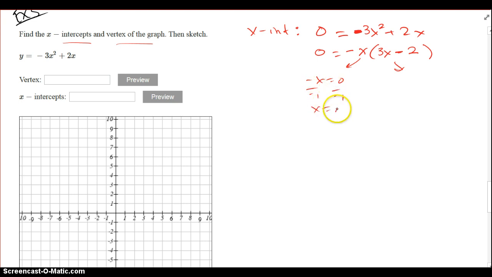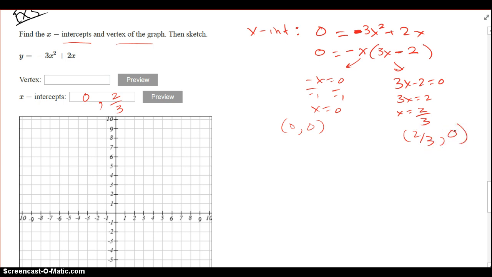Divide by negative 1, x is 0. And if this one's equal to 0, it looks like we get x equals 2/3. So our x-intercepts are basically 0, 0 in ordered pair form. Maybe they don't want it in ordered pair form if they just want it separated with commas: 0 and 2/3. But notice that it's 0, 0 as an ordered pair, and 2/3, 0 as an ordered pair as well.